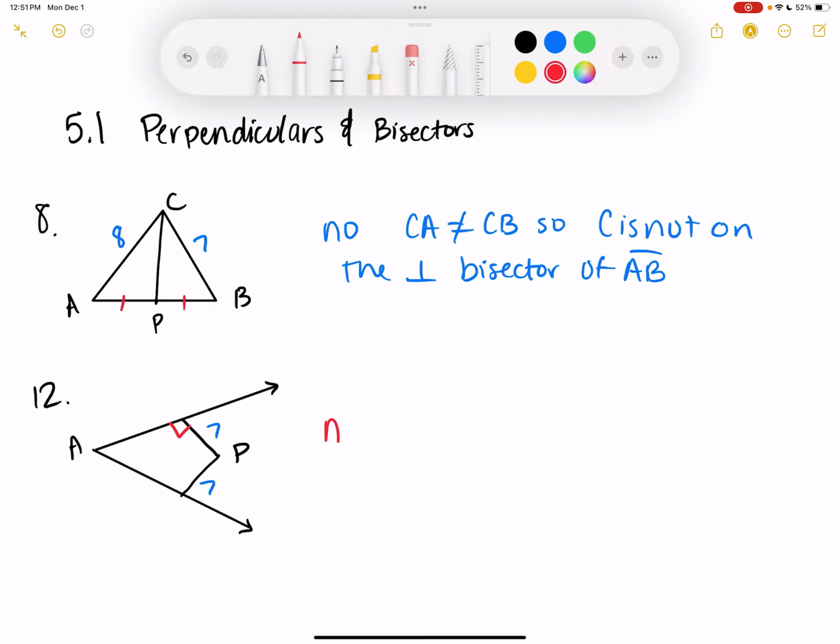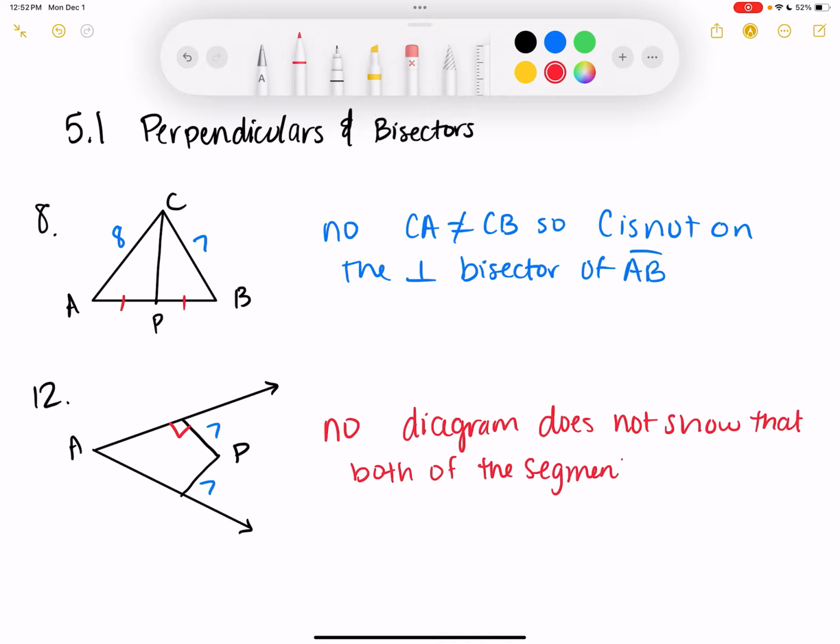But the answer is no, because the diagram does not show that both of the segments with equal length are perpendicular segments. So they would have needed to show that this was also perpendicular for us to have been able to say yes, or to have given you some other information. But based on what we're given, we would have had to see that.